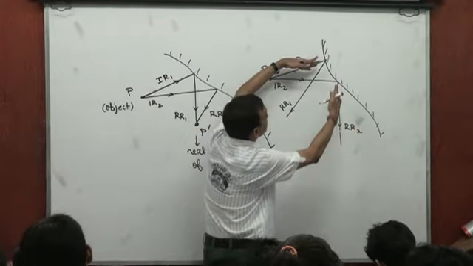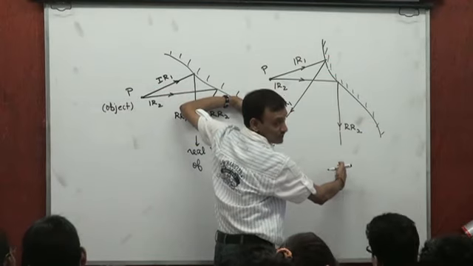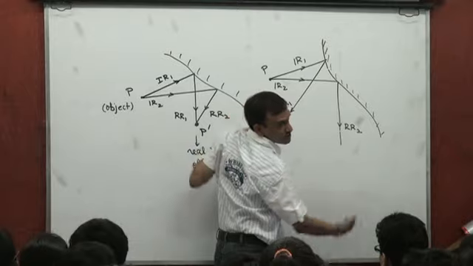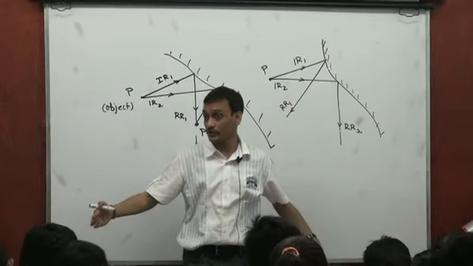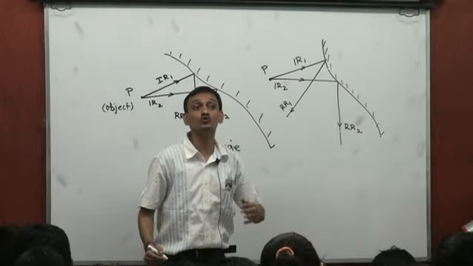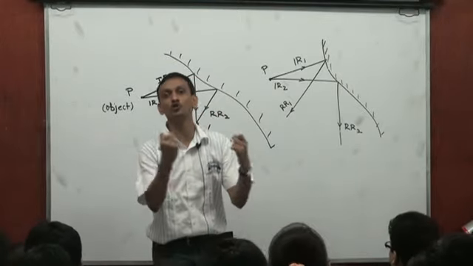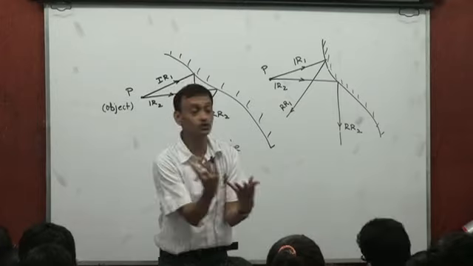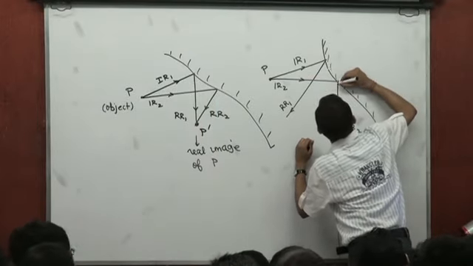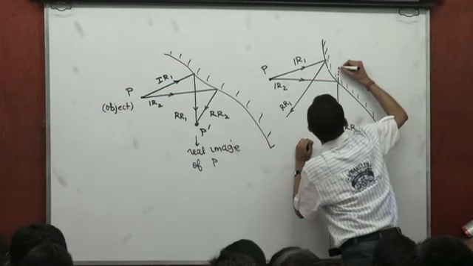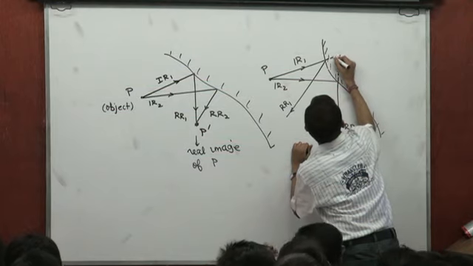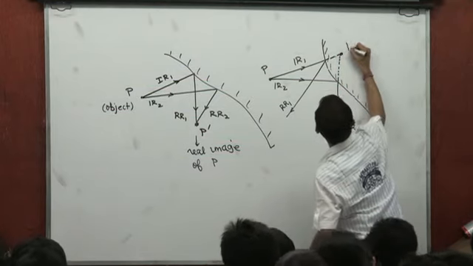Realize that the reflected rays here, after reflection, are not converging to a certain point. We still have to talk of an image of P. But in this case, we don't talk of a real image. We talk of a notional image, which is the virtual image, because they do appear to diverge from a certain point, P prime.